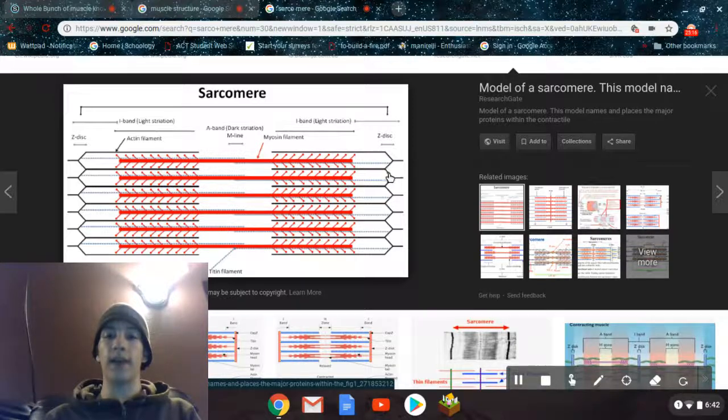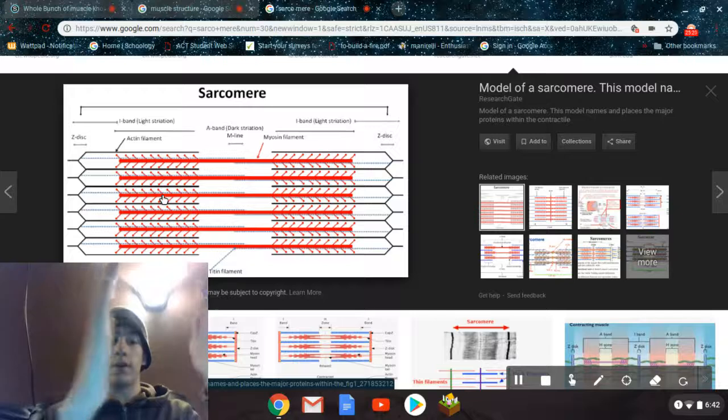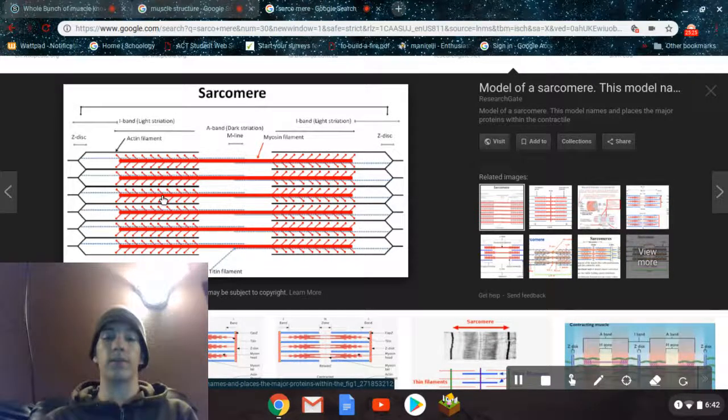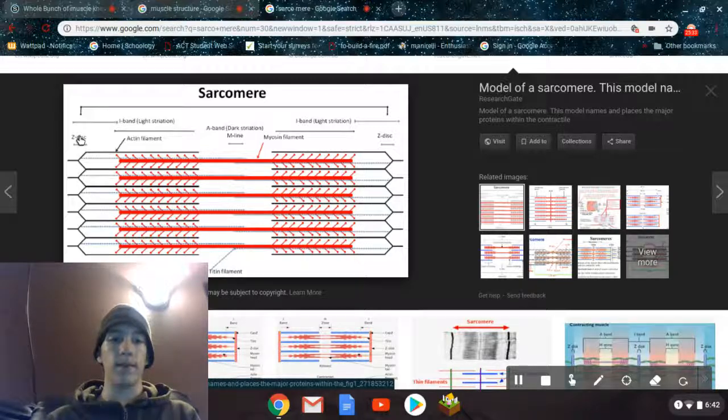But when they're contracting, this and this get closer together, which is contraction. When they let go, they get further apart because they're just relaxing. All right, so you see how the actin ends right here and kind of makes this honeycomb. It's called a Z disc here. And there's a Z disc on the end of each sarcomere.